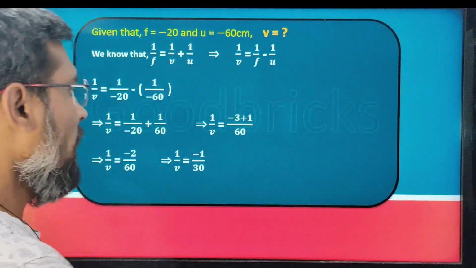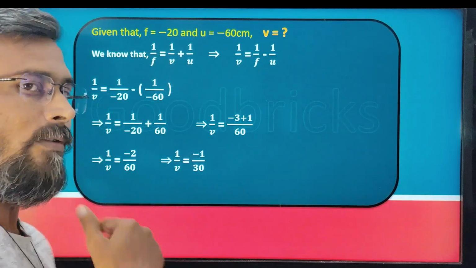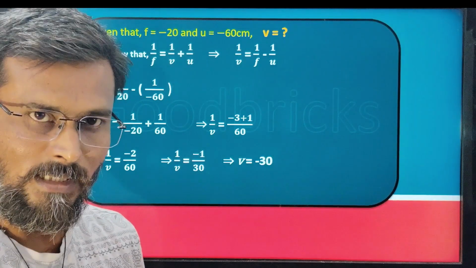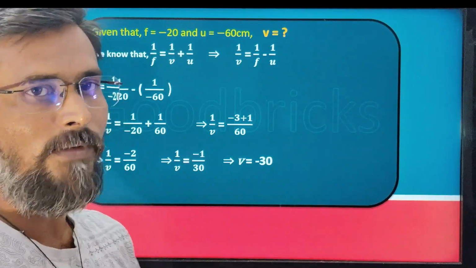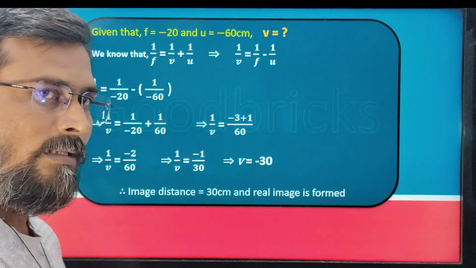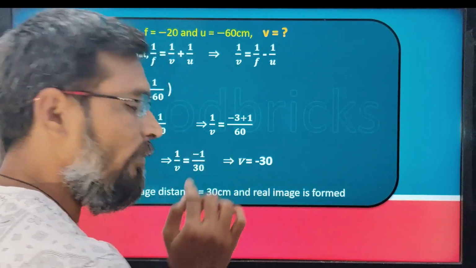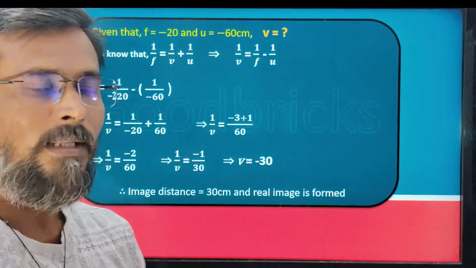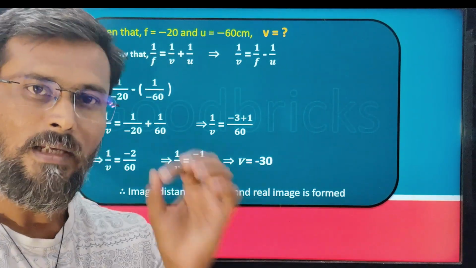What do we want? We want image distance, which means we have to take the reciprocal of this 1 by v. So from that, v is equal to minus 30 we got. From this, what we can understand is the image distance is 30 centimeters. Since we got a negative symbol, it is a real image. So this is the solution for the given question.